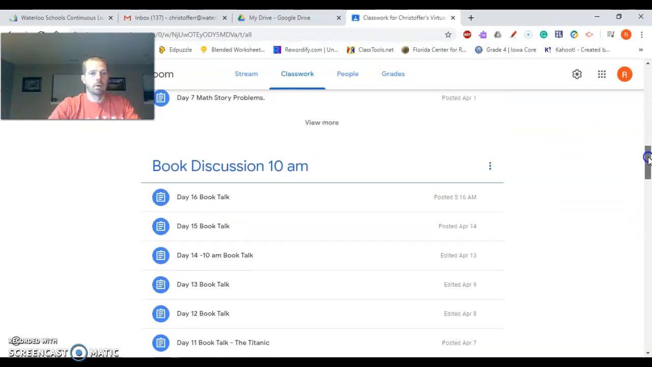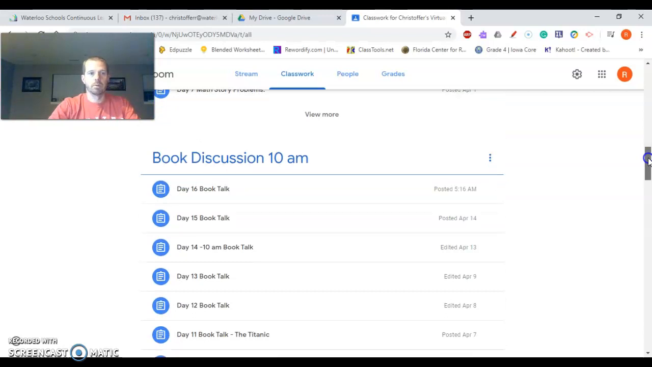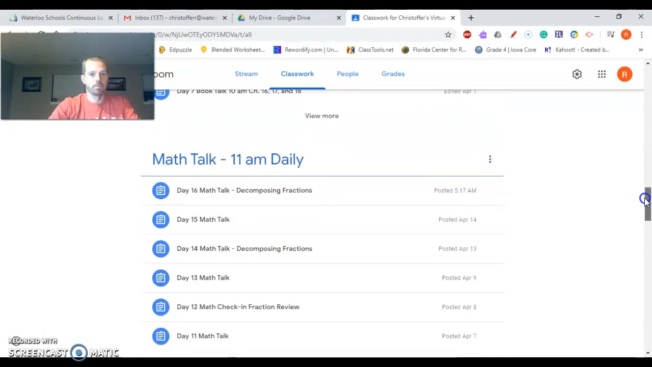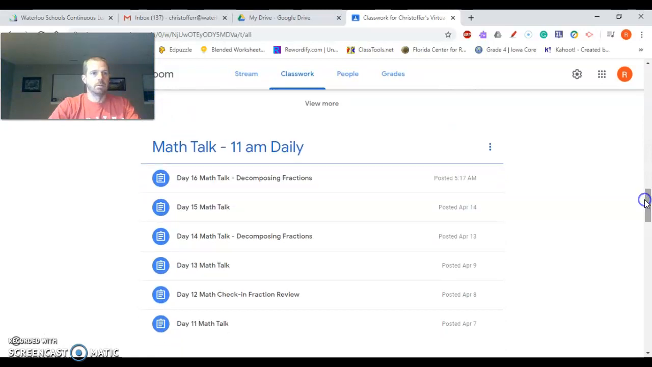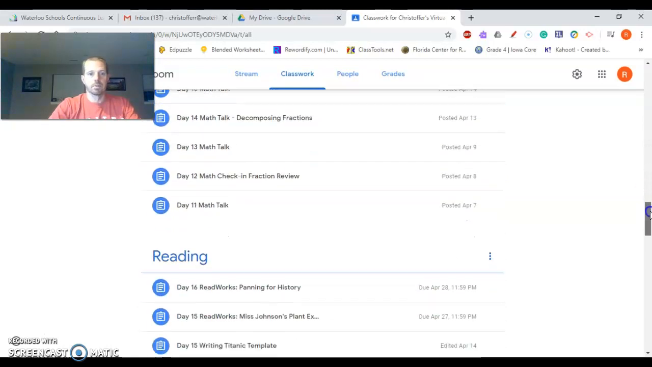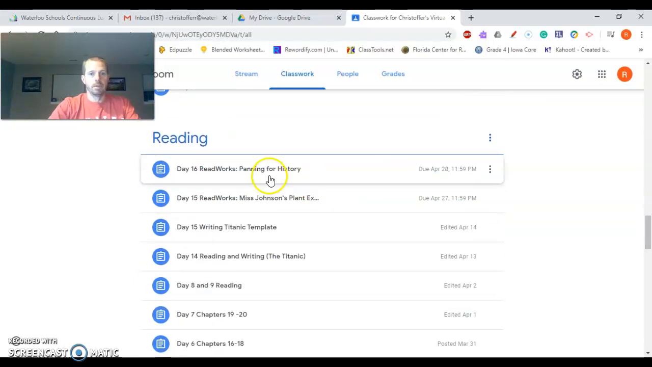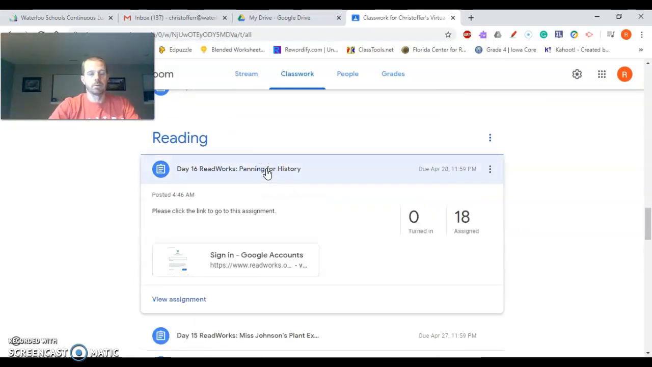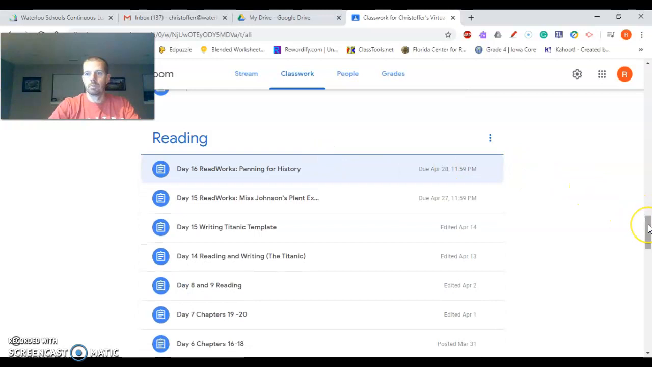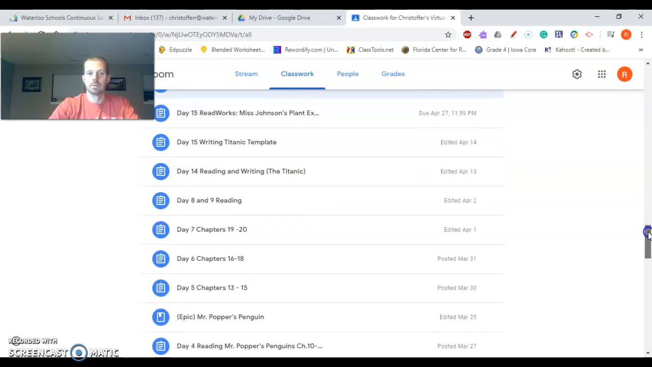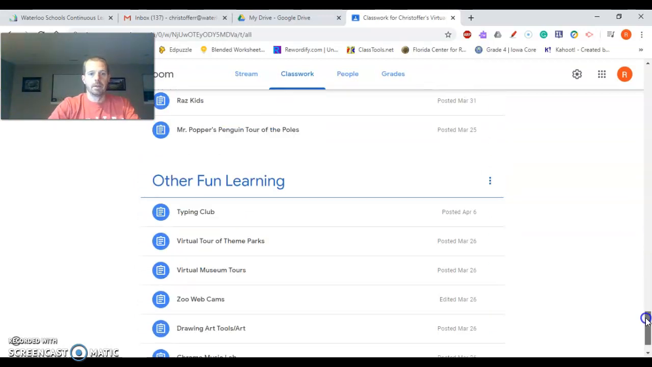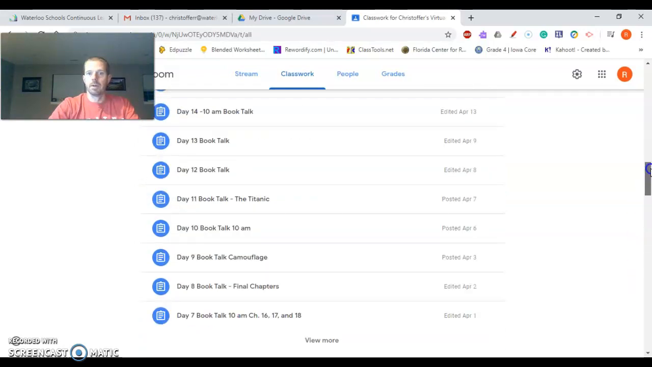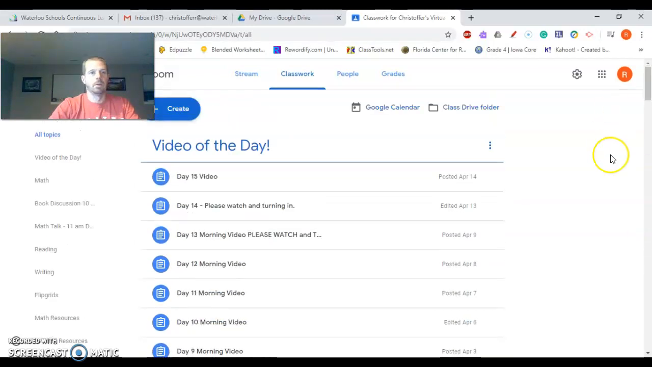Okay, book discussion at 10 a.m. We're going to talk about the Reed-Works passage for today. At 11, the math talk, we're going to be discussing decomposing fractions. For reading, you have another informational fiction text similar to what we did yesterday. That's what we will be discussing today. We'll also go over yesterday's assignments. And then you still have the other fun learning activities that you can continue to do.